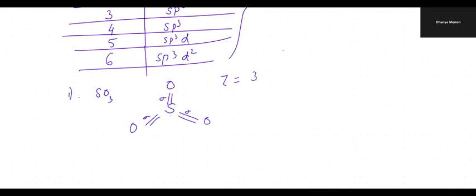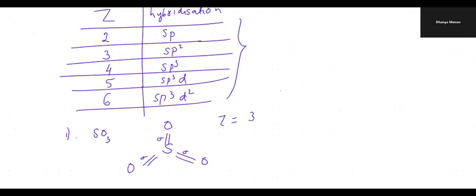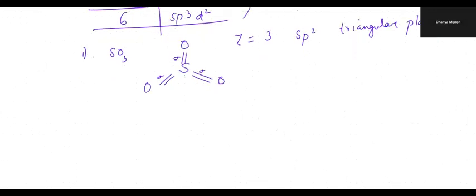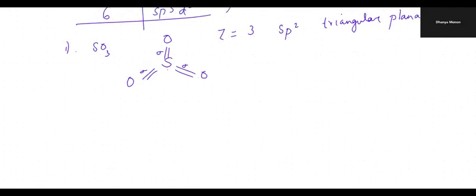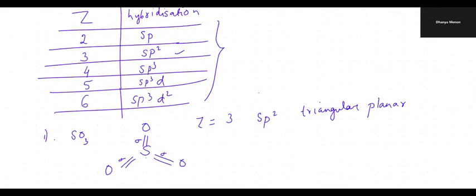If the Z value is 3, what kind of hybridization? sp2. If it is sp2, what is the geometry? Triangular planar. So by calculating the Z value, you can get the hybridization. Once you know the hybridization, you know the geometry for each of these hybridizations. You must memorize it. No other way.